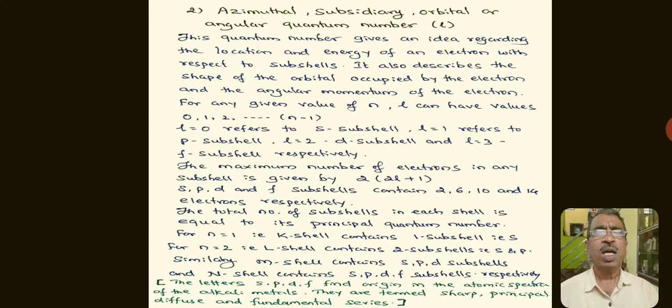The letters s, p, d, and f find their origin in the atomic spectra of the alkali metals. They are termed as: s refers to sharp, p refers to principal, d refers to diffuse, and f refers to fundamental series.